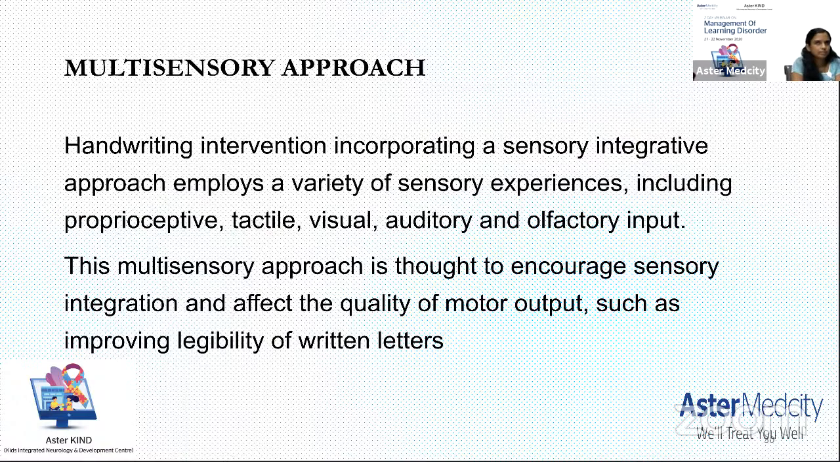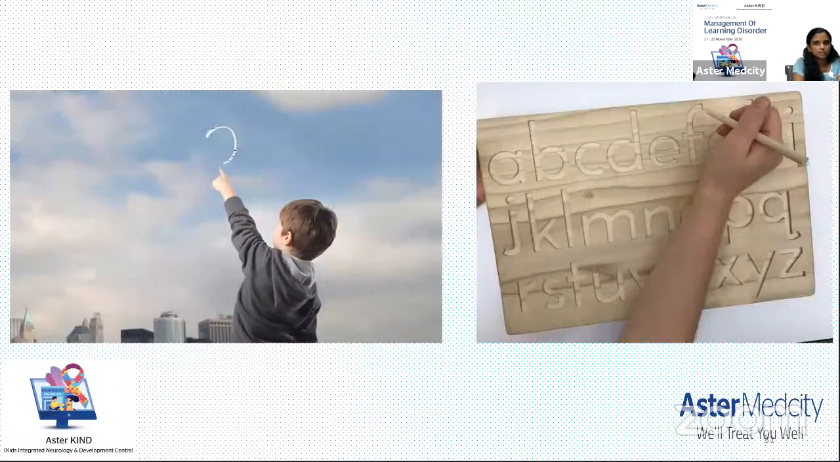A handwriting intervention that incorporates a sensory integrative approach employs a variety of sensory experiences. We use proprioceptive, tactile, visual, auditory, and olfactory inputs incorporated with the writing activities. The multisensory approach is thought to encourage sensory integration and affect the quality of motor output, such as improving the legibility of written letters. These are some examples of multisensory activities which we can use to improve their writing skills.